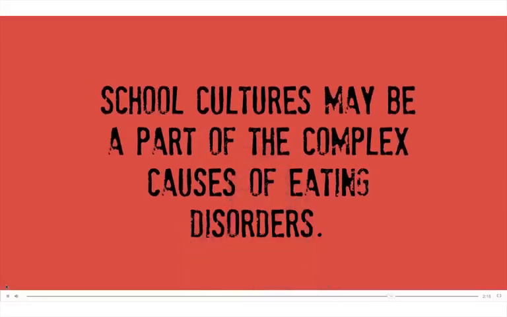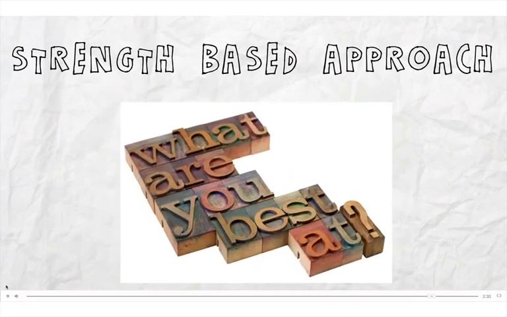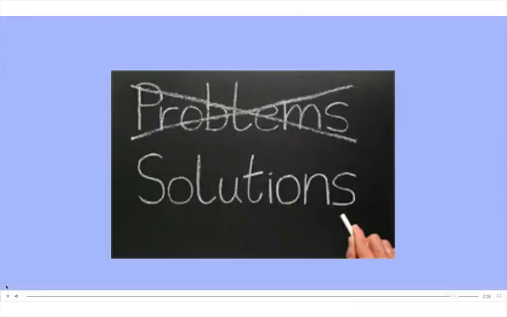As stated by Cliff and Wright in 2010, school cultures may be part of the complex causes of eating disorders. Obesity discourse is bleeding into accounts of eating disorders, particularly in cultural settings where health is linked with weight. This notion can be combated with a strength-based approach that understands that physical and health education is not about imposing values, assigning blame, or using scare techniques to persuade children to change their habits.